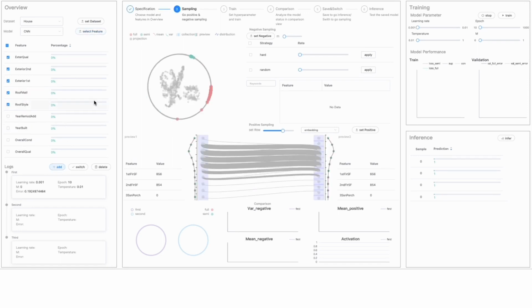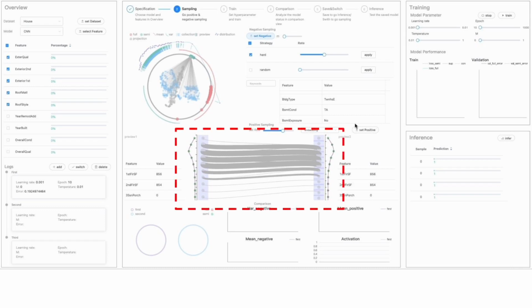The narrow distribution of green circles and the far distance between the green and red circles imply that the current distribution of embeddings is against the principle of alignment and uniformity. Then he wants to refine the distribution by adding samples into the negative collection. Therefore, he lassos all the semi-data, ticks the hard sampling strategy, drags the rate slider to 0.6 and clicks apply to automatically add 60% of the selected samples into the negative collection, and he clicks the set negative to confirm his selection.